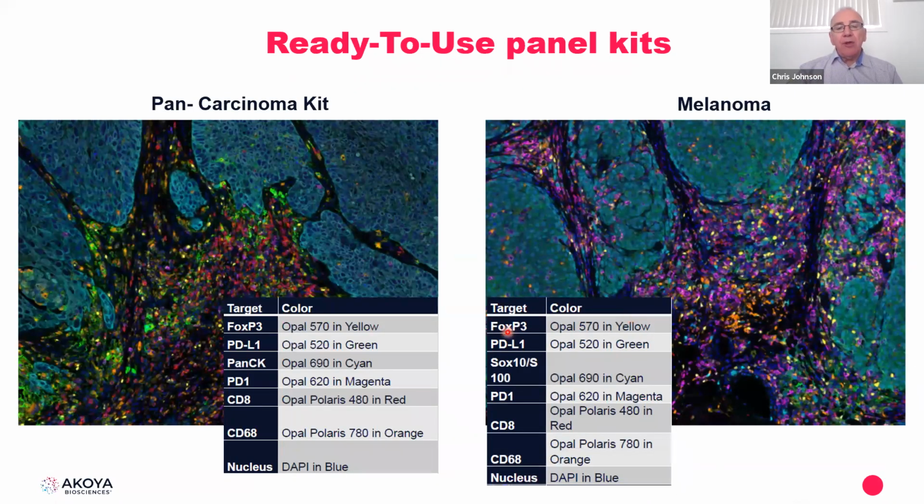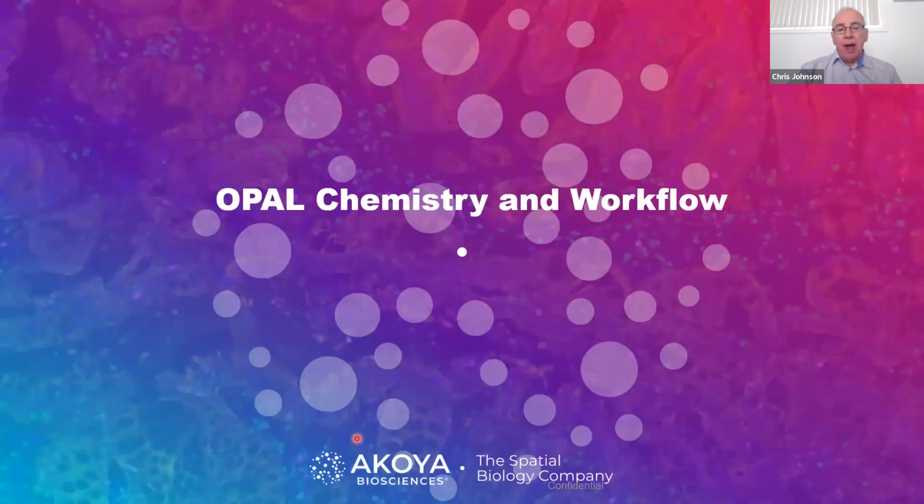As well as those kits, there are also predetermined tumor kits. So there's one for a pan-cancer kit and a melanoma kit. Now, these kits come with all the required antibodies that you would need, as well as all the dyes that you need, as well as all the associated solutions to carry out the experiments.